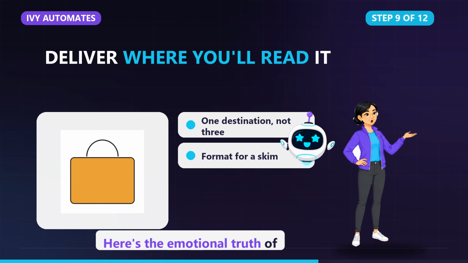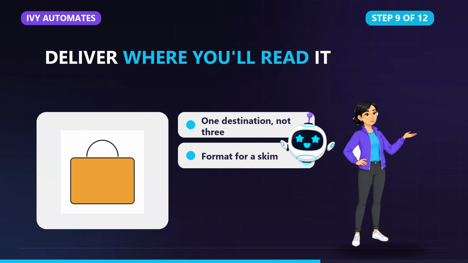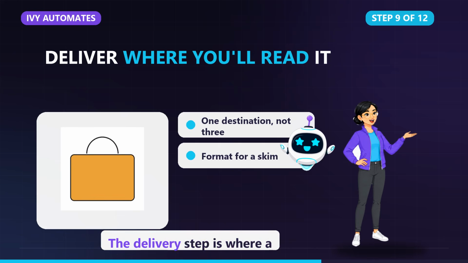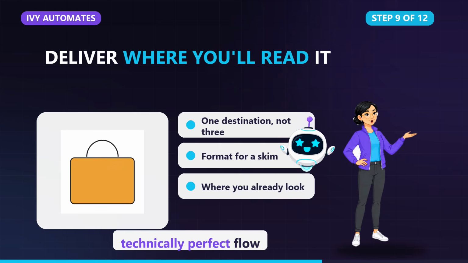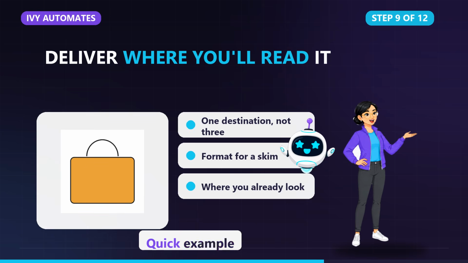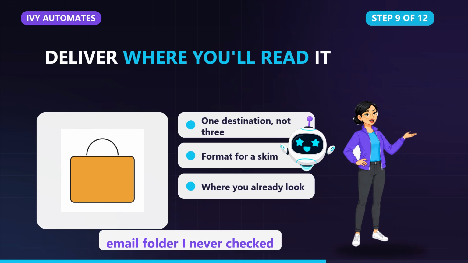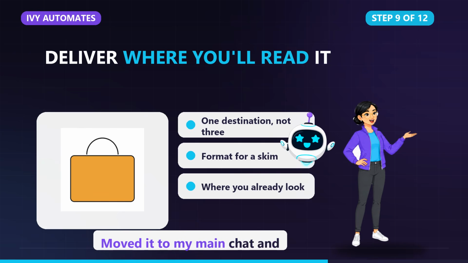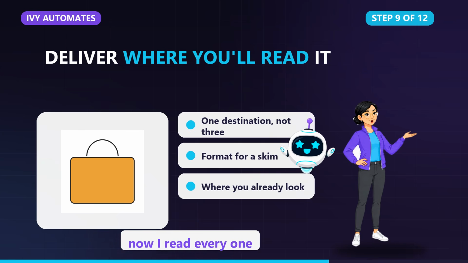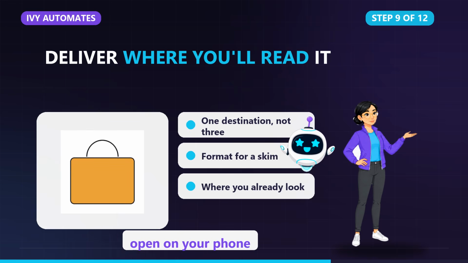Here's the emotional truth of automation. A result you have to hunt for feels like more work, even when it saved you an hour. The delivery step is where a technically perfect flow either becomes a daily habit or a forgotten experiment. Quick example. I first sent my briefs to an email folder I never checked, and I genuinely forgot the automation existed. Moved it to my main chat, and now I read every one. Try this. Send yours to the app already open on your phone.